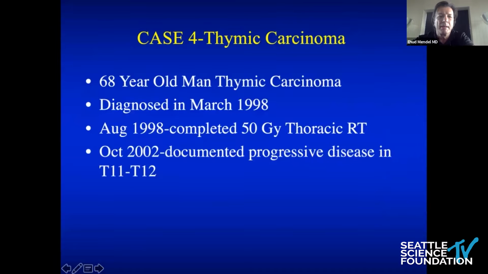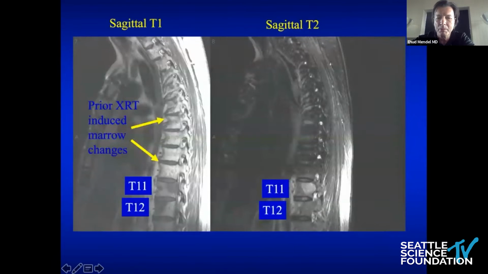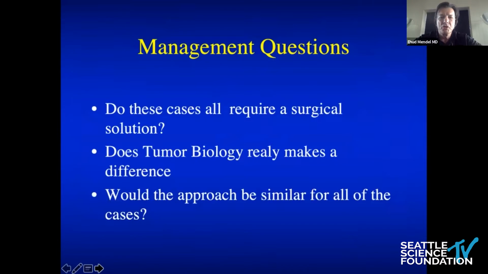Here is a fourth case, a 68-year-old with metastatic thymic carcinoma. And you can see right here, T11 and T12 have metastatic disease, with maybe a mild pathologic fracture of T11. The presentation is the same. These are all thoracolumbar metastases. How would you manage this patient? So the question that I have for you all is, do all these patients require surgery? Does the type of cancer make any difference? And would the approach be similar in all of these cases?